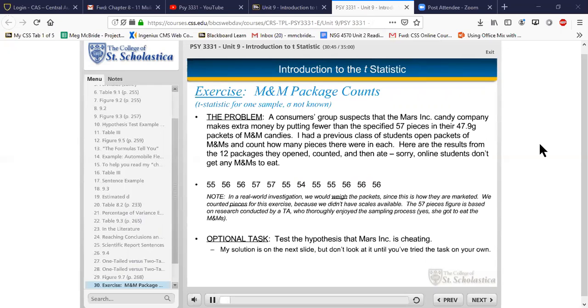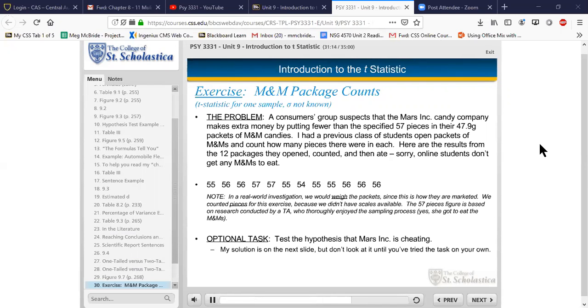The M&M package counts example is from an exercise I do in my on-site sections of statistics. Here is the problem as I present it to students. A consumers group suspects that the M&M Mars Incorporated candy company makes extra money by putting fewer than the specified 57 pieces in their 47.9 gram packets of plain M&M candies. The data you see are from a previous class that counted the number of M&Ms in 12 packets.